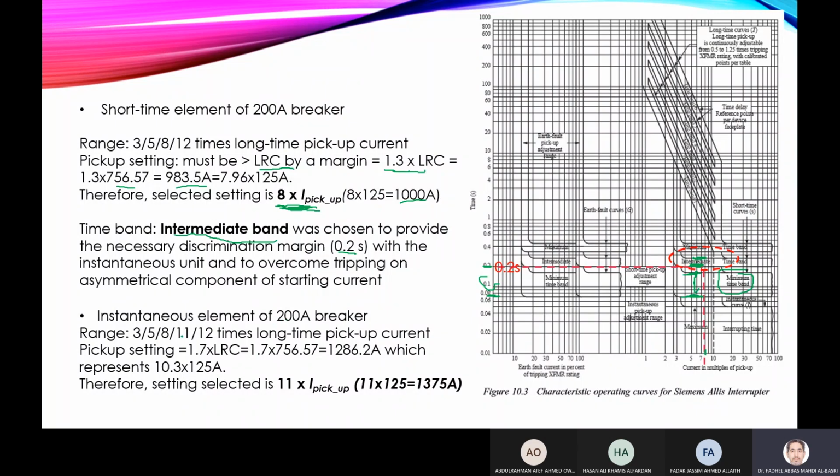I have 11, 8, 3, 5, 8, 11, and 12. Now I'll choose this as 1.7 times locked rotor, and this indicates the presence of a short circuit for sure, and I don't want to wait. So this is the current corresponding to 1.7 times the starting current. If I divide it by 125, it gives me 10.3 times. So 10.3 times, I'll choose as a setting 11 times.